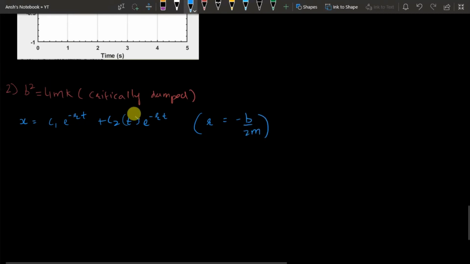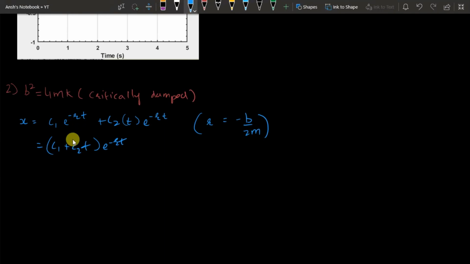And again, this is similar to the case where we only have one distinct root. And when we have only one distinct root, we multiply the second term by t to get two distinct solutions. And this is the general form of the solution then. And we often write it in the following form as c1 plus c2t into e raised to minus rt, and this will be the general form of the critically damped case.